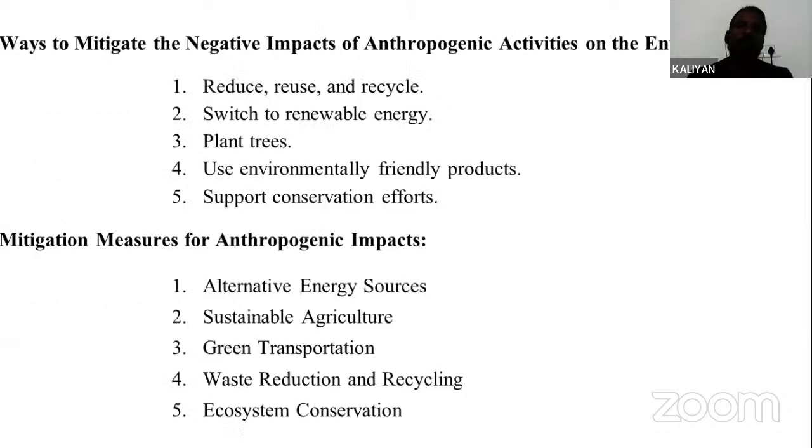So how do we mitigate the negative impact? How to rectify the anthropogenic activities on the environment? Reduce, reuse, and recycle, and switch to renewable energy. Renewable energy means energy we can produce again. Plant trees, because they absorb air pollution and are useful for rain. Use environmentally friendly products, don't use plastic, and support conservation efforts.